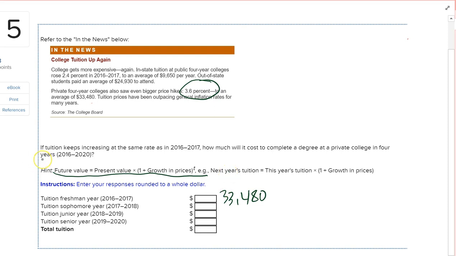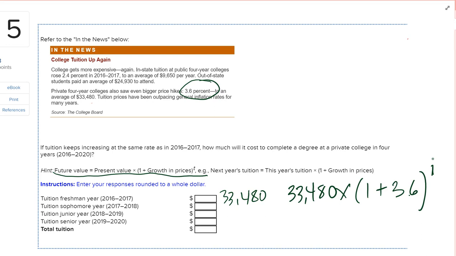We're using our future value formula. So we're going to take our current value, our present value, 33,480, times 1 plus the rate of growth. In this case, it's 3.6%. That's given to us as the average. And the time period is here. And in this case, it's 1 year, from 1 year to the next. So it's going to be to the first power.